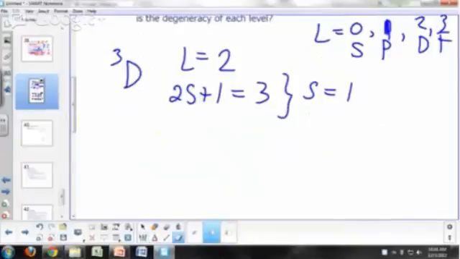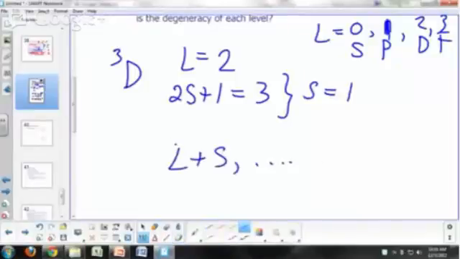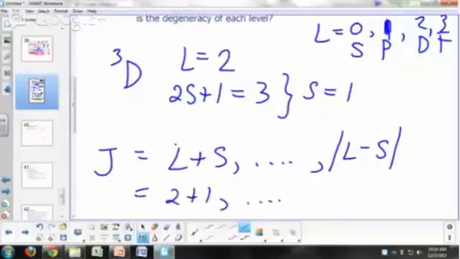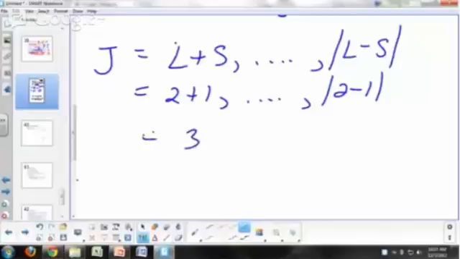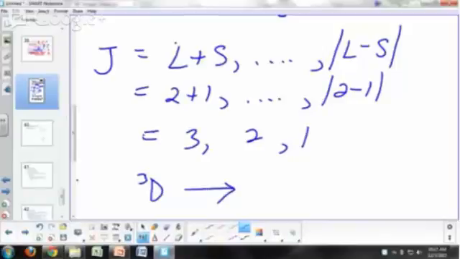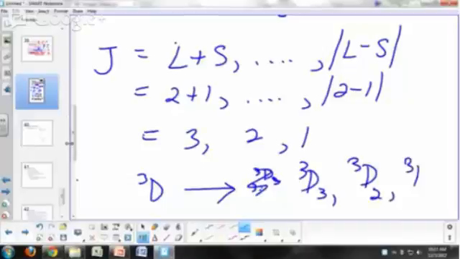So what levels can we get for a triplet D term? L plus S all the way down to absolute value of L minus S. So those are the possible J values. So that's going to be 2 plus 1 all the way down to absolute value of 2 minus 1. And so that gives us 3 all the way down to, what's absolute value of 2 minus 1? 1. So 3, 2, and 1. So a triplet D term, once you apply spin-orbit interaction correction, breaks up into 3 levels. What are those 3 levels? Okay, you got a triplet D3, triplet D2, and triplet D1. Okay. So that's how you get your levels from a term.